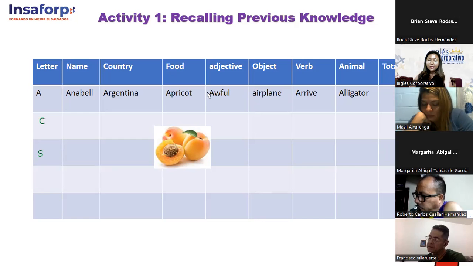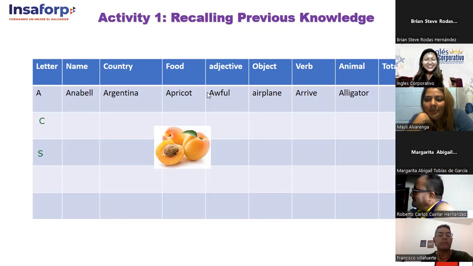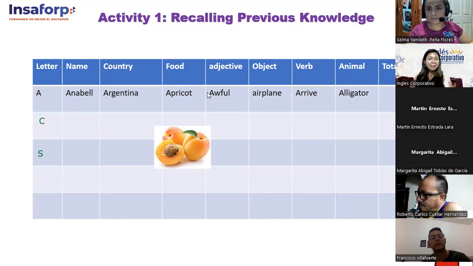I'm sorry, Roberto, can you repeat? Sisi. Sisi, yeah. Okay, Sisi. Sonia. Sandy, Sonia. Sabrina. Susan. Samantha. Sandy, Susan. Susana. Sabrina. With S. Okay, now the country.